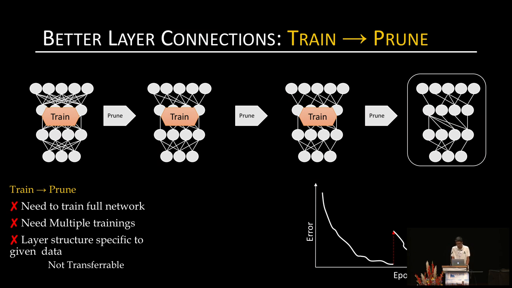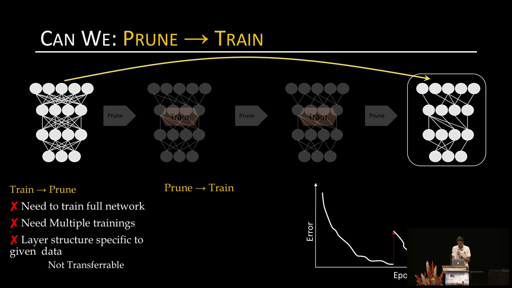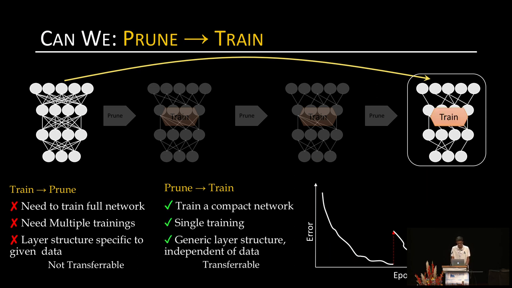However, this is not a good compressed architecture in the sense that we cannot take it and use it for other problems, like we do, say, for ResNet. We have to prune again from scratch for a new problem. To solve these, we ask the question: what if we prune before training? Think about it. That would mean that we skip all the intermediate steps and directly train the compact network. This allows us to train wider and deeper networks. In addition, the resulting architecture is generic and may be used for multiple problems.